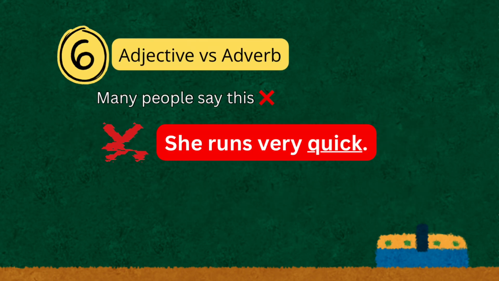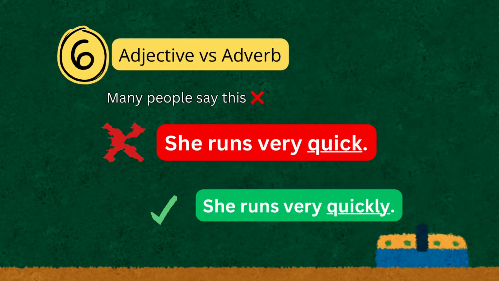Mistake 6. She runs very quick. She runs very quickly. Using an adjective instead of an adverb. Quick is an adjective. Quickly is the adverb you need here.